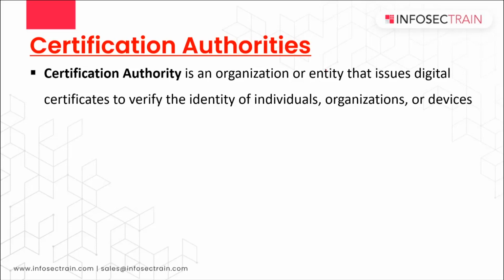When a CA, a certification authority, issues a digital certificate, it uses a digital signature to certify the authenticity of the certificate. This digital signature is created using the CA's private key, which is securely stored and only used for signing certificates. The CA's public key is widely distributed and used to verify the digital signature on the certificates. So overall we can say that CAs play a critical role in establishing trust and security in online transactions by providing a trusted third-party service for verifying the authenticity of digital certificates.